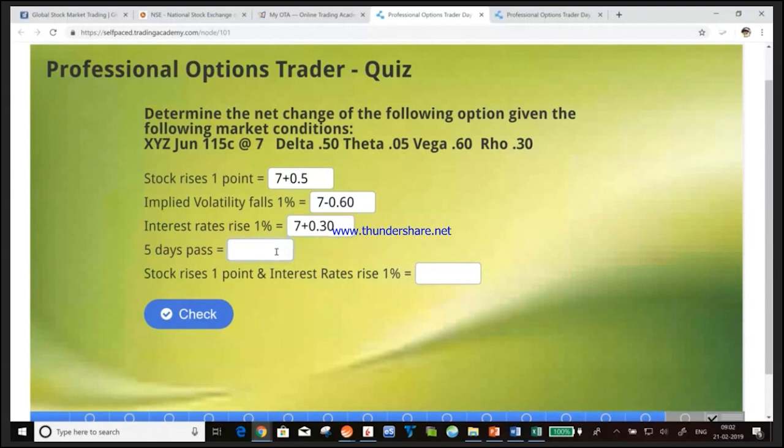5 days pass. So when we say 5 days pass, that means everything else is remaining constant. Only 5 days pass. So this is 7 minus 5 into 0.05. Each day it is going to reduce by 5 paise. So 5 days means 25 paise. So it is 7 minus 25 paise. Suresh, is this clear?